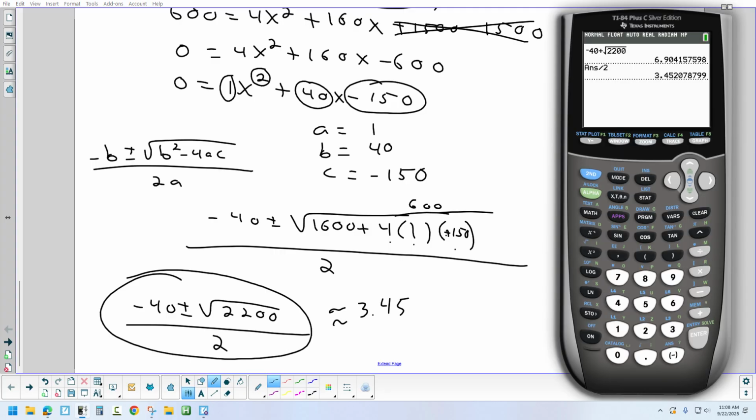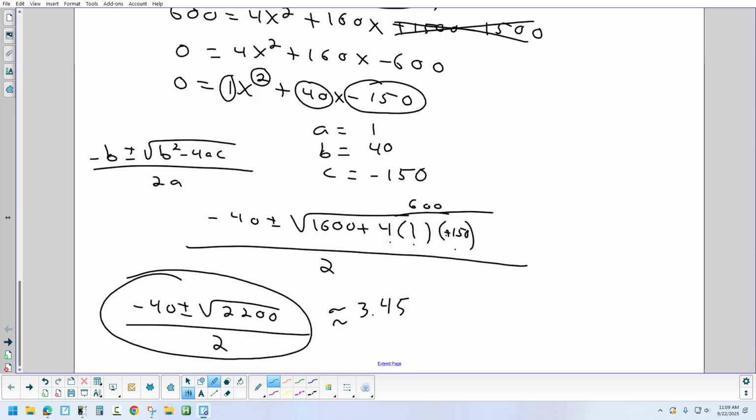Let's do the negative. Let's do negative 40 minus square root 2200. Okay, so negative 43.45. What do we think about that answer? No, why not? Because distance can't be negative. Distance can't be negative. So mathematically, does that solve this quadratic equation? Sure. Does it make sense in the context of the word problem? No. So the answer is 3.45 feet.